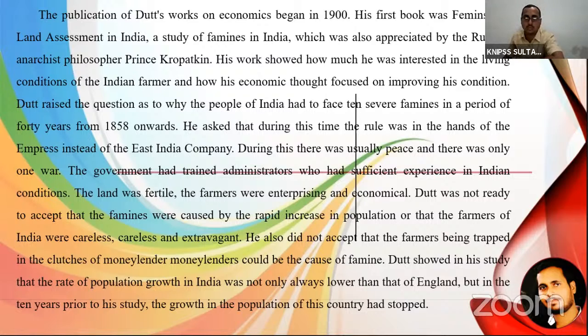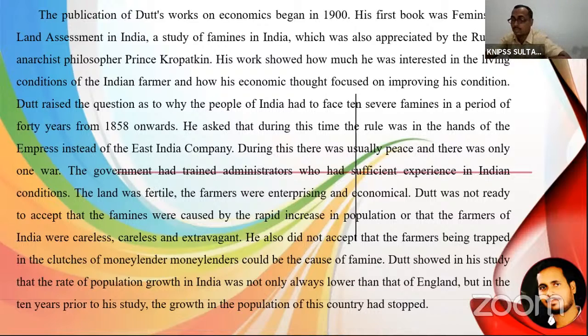Datta raised the question as to why the people of India had to face 10 severe famines in a period of 40 years from 1858 onwards. He asked that during this time, the rule was in the hands of the Empress instead of the East India Company. Now, in these circumstances, India was not being ruled by the East India Company; it was being ruled by the Queen, and the Queen had a great experience gap, great knowledge about the administration. So what was the cause that when a good administrator of England was administrating the Indian economy, the Indian situation was not overcome?